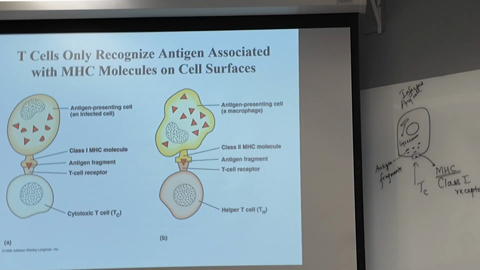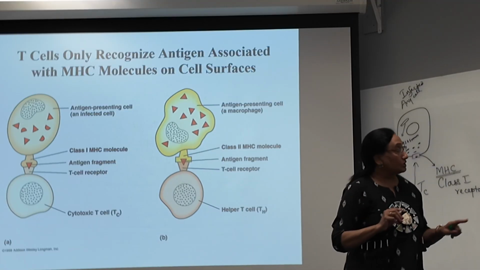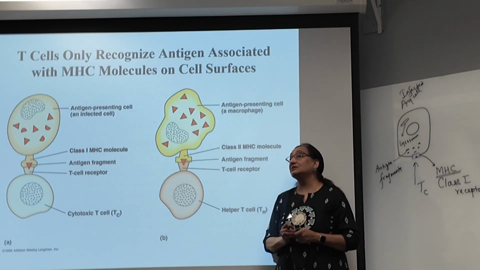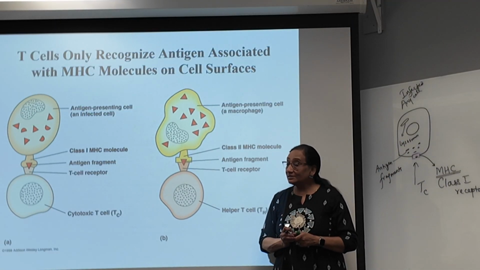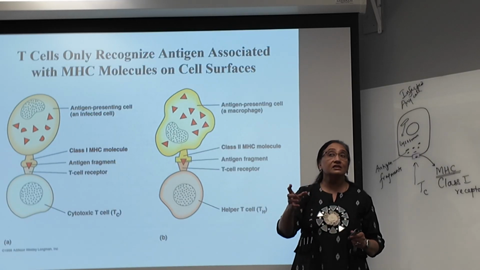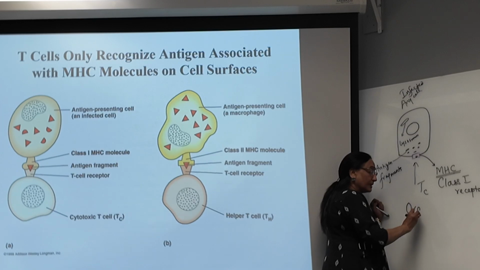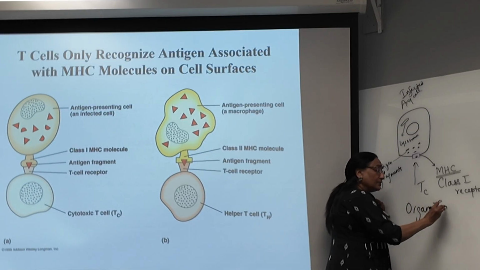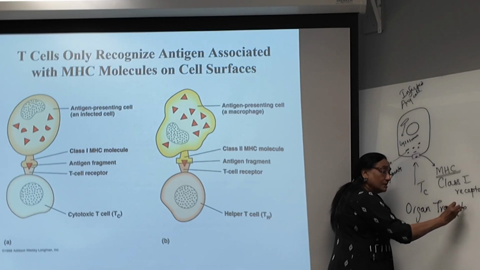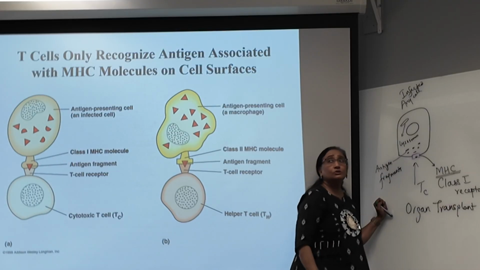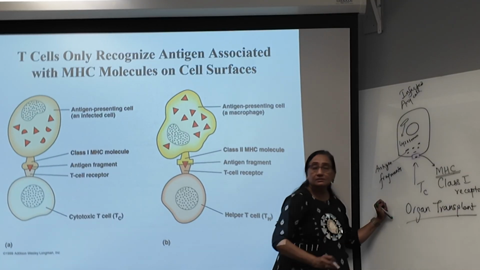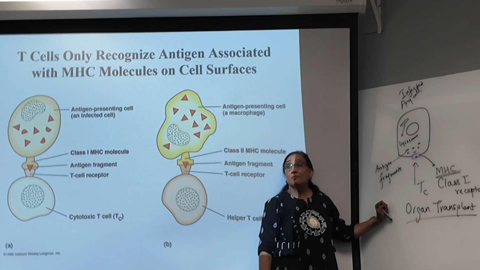MHC class 1 and class 2 will be the same for both of them. Okay? This is the reason why, because we have different MHC receptors, organ transplant is not easy. When you do an organ transplant, can anybody give their organ to anyone? No. What do they do before an organ transplant? They have to do a match.